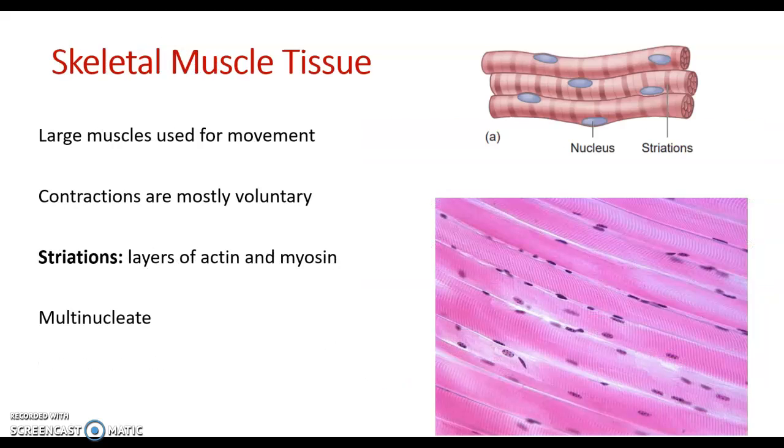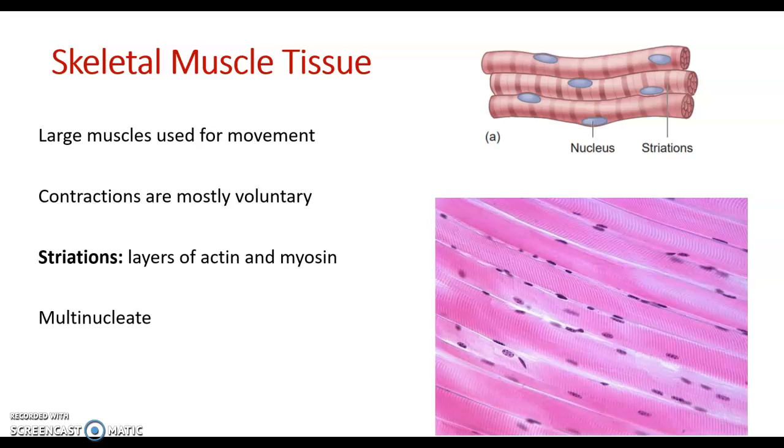We have our skeletal muscles. You can probably guess from the name that it's attached to bone and is primarily responsible for causing our bodily movements. So moving our arms and our legs and holding up our torsos. The contractions of skeletal muscles are mostly voluntary, or under our personal control.